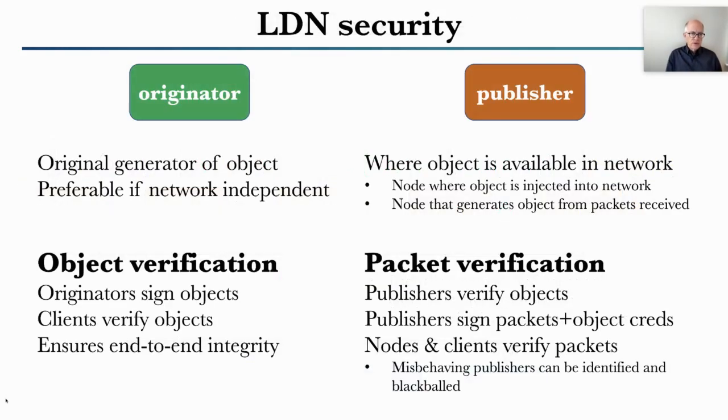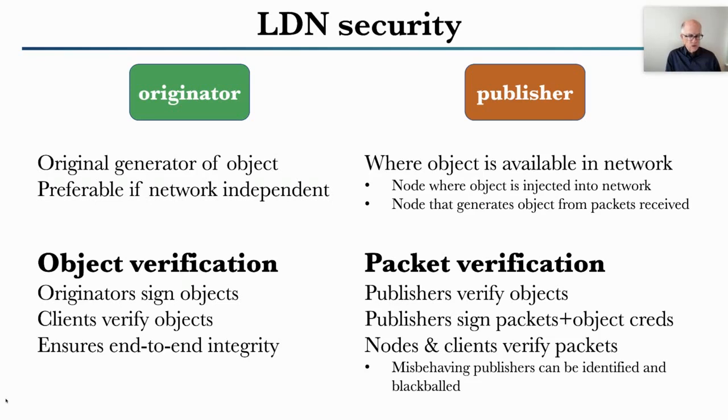LDN security: we think it's important to distinguish between originator and publisher, where the originator is the original generator of an object. It's preferable if this entity is network independent. A publisher is where the object is available in the network. For example, it's the node where the object is injected into the network originally, or the node that generates the object from packets received as the protocols go forward. Object verification is straightforward.